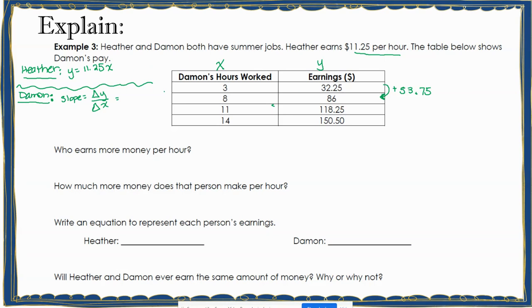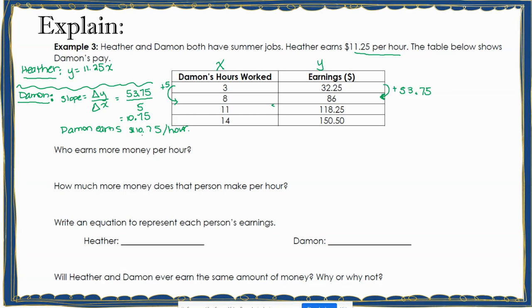Now, at the same time, the hours that Damon worked increased from 3 to 8. Well, to get from 3 to 8, that's an increase of 5. So I'm going to put these into my slope formula. So my change in y was 53.75 and my change in x was 5. So I would do 53.75 divided by 5 and I would get 10.75. Well, that means that Damon earns $10.75 per hour.